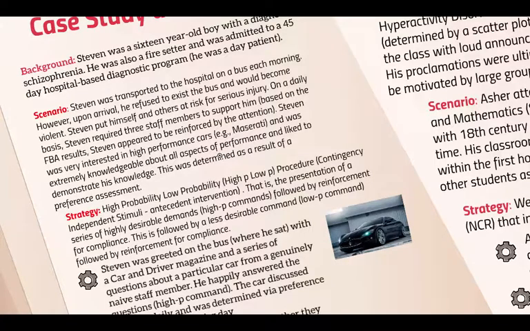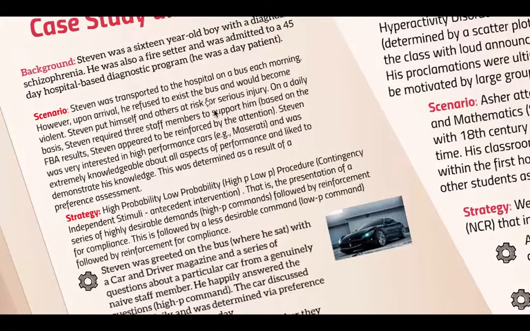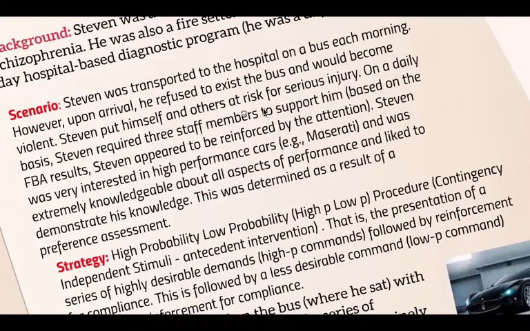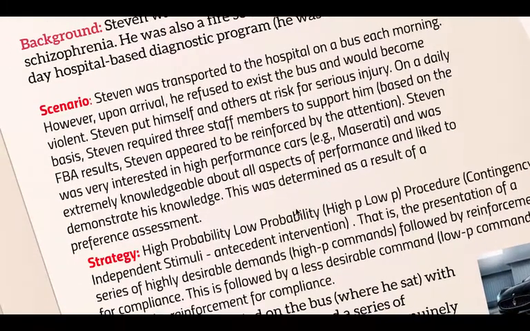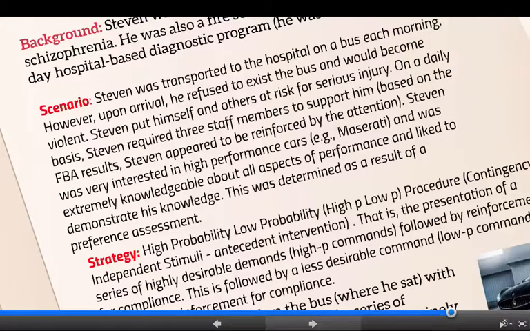So with respect to the scenario, Stephen was transported to the hospital on a bus each morning. However, upon arrival, he refused to exit that bus and became extremely violent and injured people as a result. He put himself and others at risk for serious injury on a daily basis, and at times it required 3 people to support him. And there were times where he had to be physically immobilized as a result of his aggression. So based on the FBA results, we found that Stephen appeared to be reinforced by attention.